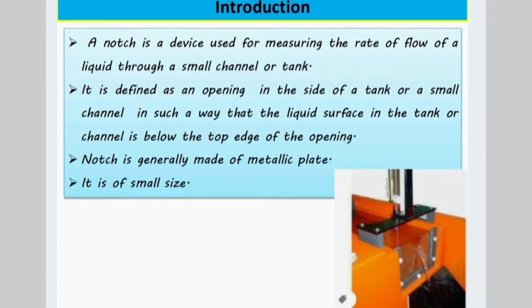Notch is a device used for measuring the rate of flow of a liquid through a small channel or a tank. It may be defined as an opening in the side of a tank or a small channel in such a way that the liquid surface in the tank or channel is below the top edge of the opening. Notch is of smaller size and it is usually used for measuring the discharge in small channels or tank, whereas weir is of bigger size and is used for measuring large discharge. Notch is generally made up of metallic plate, while weir is made up of concrete or masonry structure.